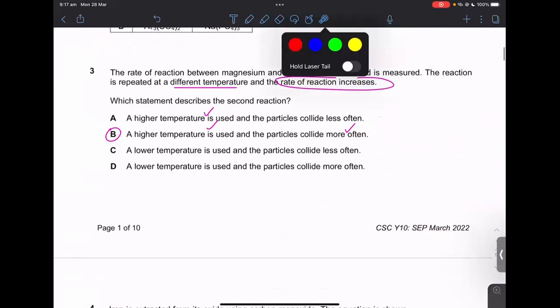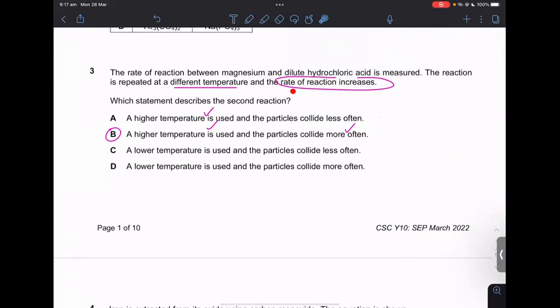Now the next one, a few things to underline and circle. You will see that the reaction is repeated. You do it again at a different temperature, and at this different temperature, the rate of reaction increases.